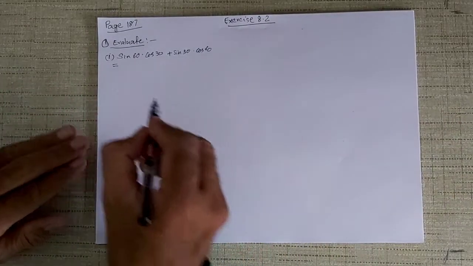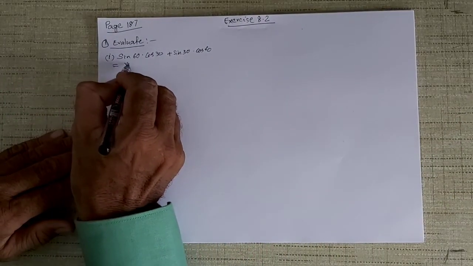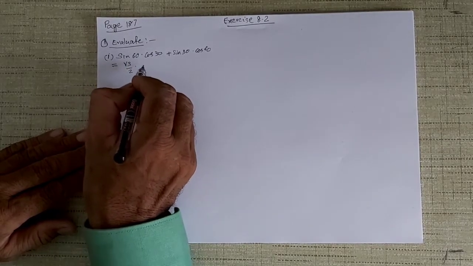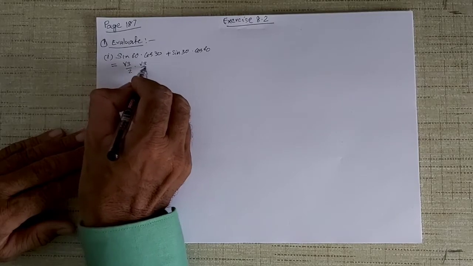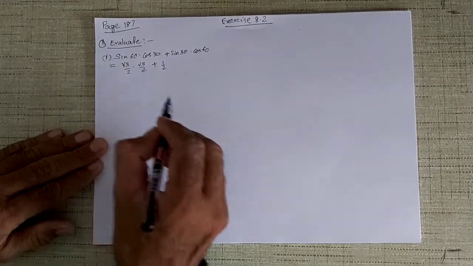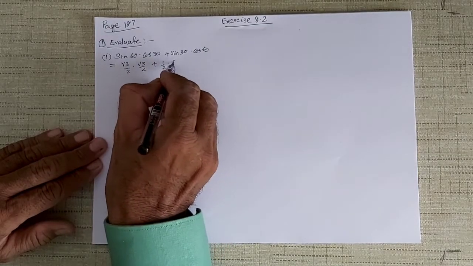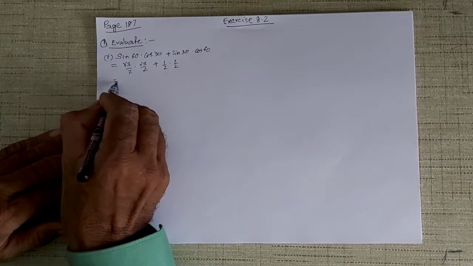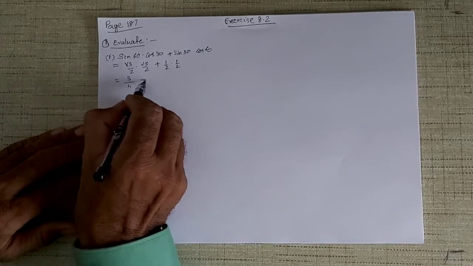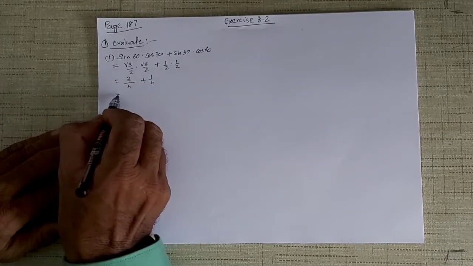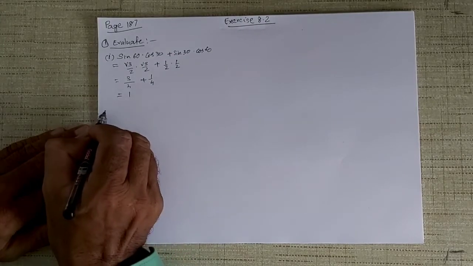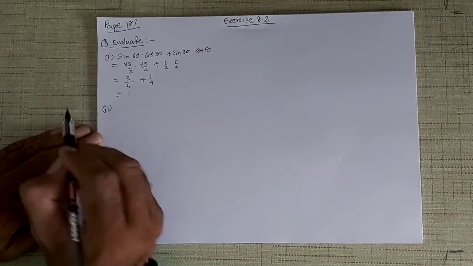Here, sine 60 is root 3 by 2. Cos 30 and sine 60 are the same, so that is also root 3 by 2. Sine 30 is half. Cos 60 is equal to sine 30, so that is also half. Root 3 into root 3 is 3. 2 into 2 is 4, so 3 by 4 plus 1 upon 4, which is 3 plus 1, 4, and 4 upon 4 is equal to 1. Now let us see the second one.